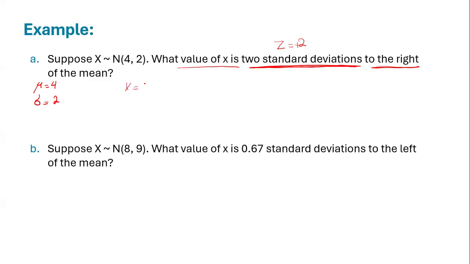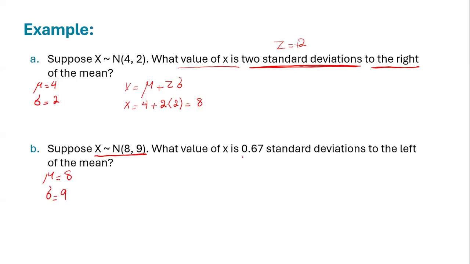We use the formula. Mu is 4, z is positive 2, sigma is 2. 2 times 2 is 4, 4 plus 4 is 8. So the x must be 8. Now we have x, a random variable in another normal distribution, in which the mean is 8 and the standard deviation is 9.